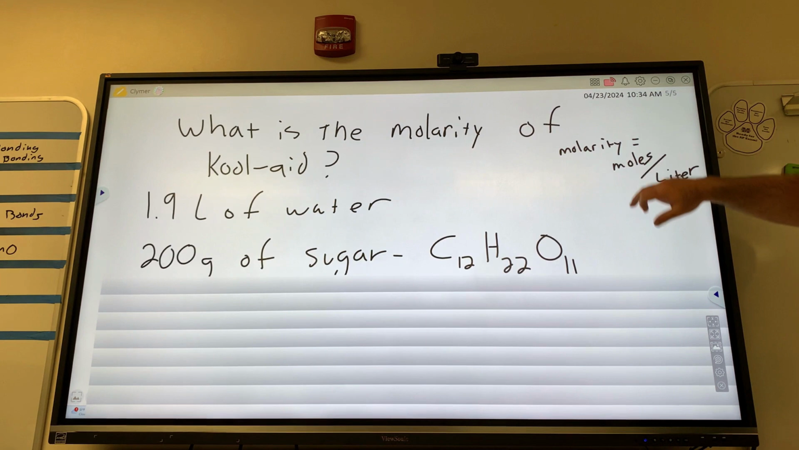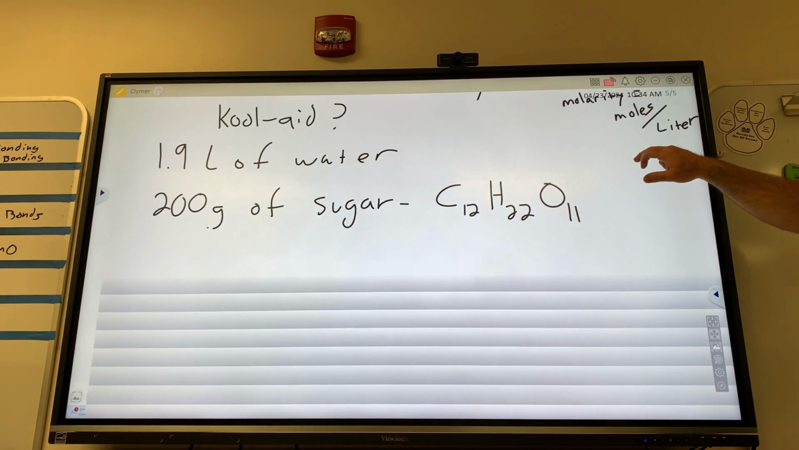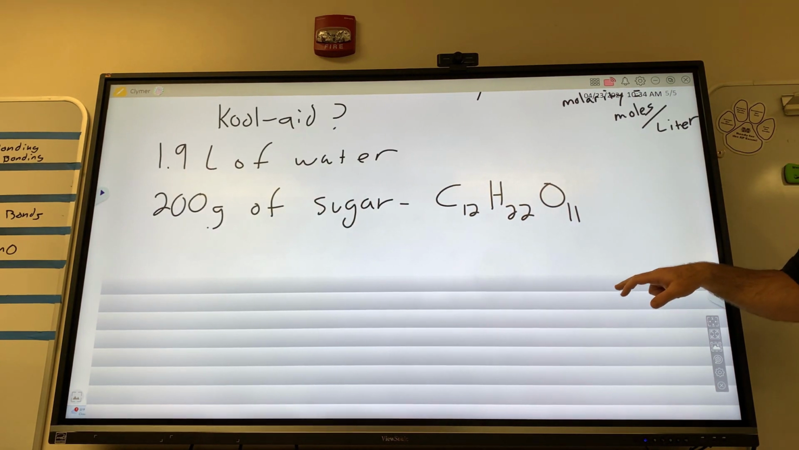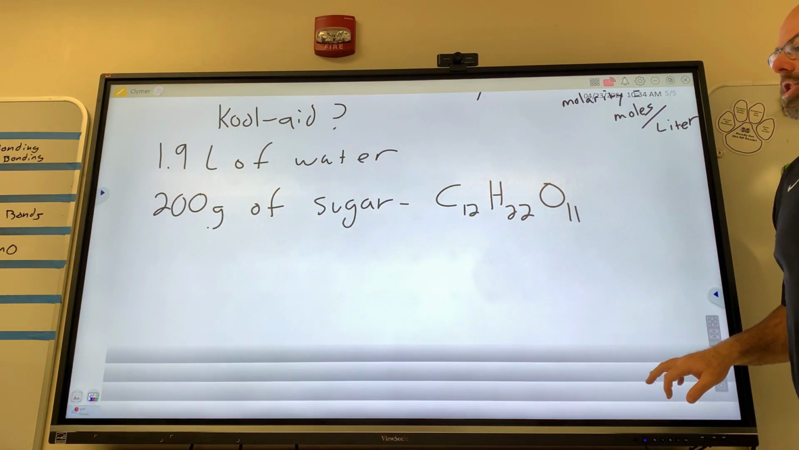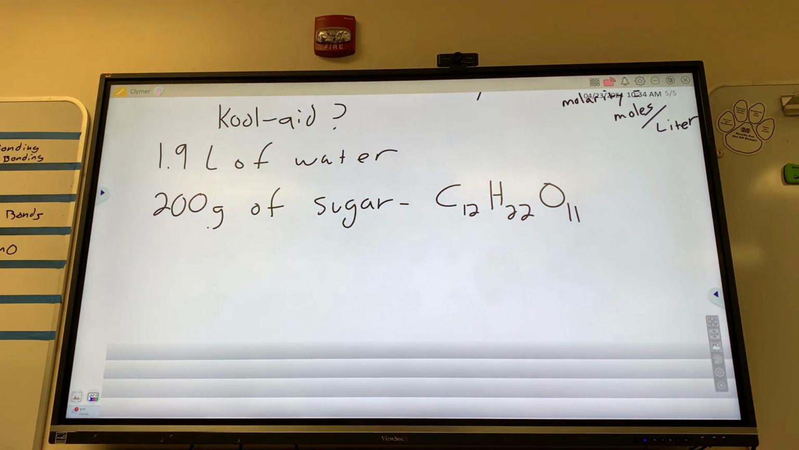To make Kool-Aid, you need these two ingredients: 1.9 liters of water, that's your 2 quarts, give or take in freedom units, and 200 grams of sugar. That is the official recipe. Calculate the molarity of your Kool-Aid as it concerns sugar and water. Calculate the molarity of the sugar in the water for Kool-Aid. I got the formula in the top right up there. See where it says molarity equals moles per liter. So calculate the molarity here.